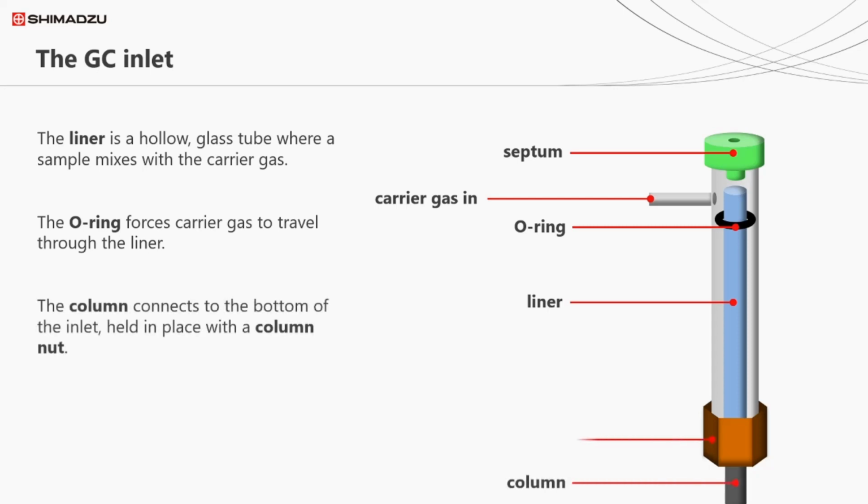The column connects to the bottom of the inlet from inside the GC oven. It's held in place with a column nut to ensure none of the carrier gas can escape. In this graphic, we've got a packed column connected, which is usually a similar diameter to the liner itself. We'll cover sample introduction onto both packed and capillary columns in the coming slides.